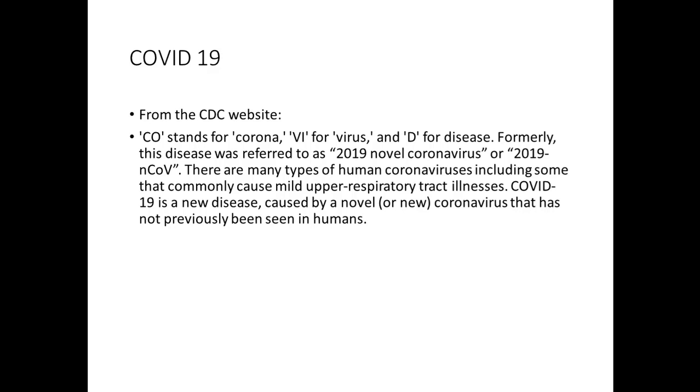Different types sometimes just cause mild upper respiratory tract infections. But COVID-19 is a new type of coronavirus that has never been seen in humans. It has previously been seen in bats, and that is what I'm told is where the coronavirus actually started. Somebody ate a bat in another country, and the bat had coronavirus and it transferred to the person, which is a new thing that has just come about.